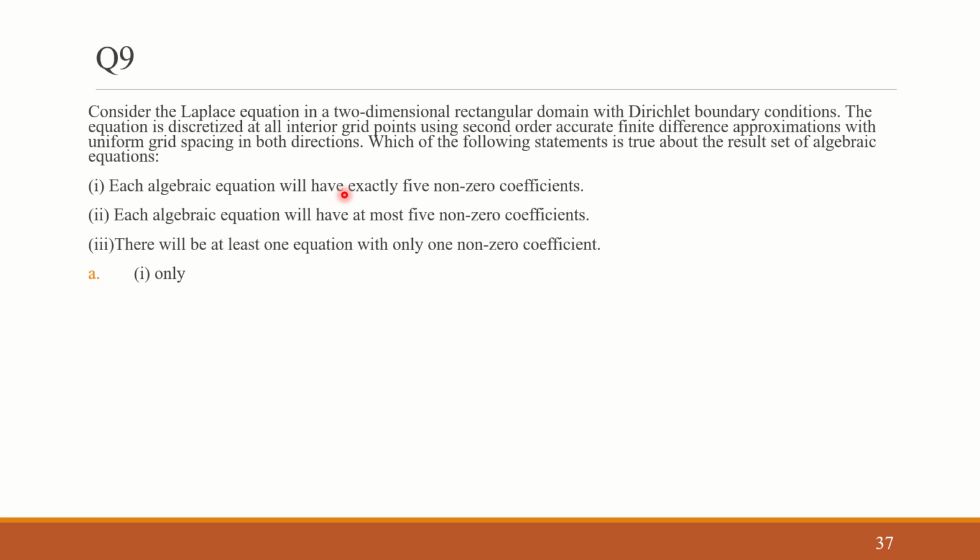So coming to the options: option A, 1 only; option B, 2 only; option C, 3 only; option D, 1, 2 and 3. The answer is option B, 2 only, because we'll have at most 5 non-zero coefficients. Why? Because the Laplace equation is nothing but ∂²f/∂x² plus ∂²f/∂y², and we are using second order accurate finite difference approximations. So for the x derivative alone, ∂²f/∂x², we will be using the points i minus 1, ith point, i plus 1th point. Similarly for j: j minus 1, jth point, j plus 1 point.